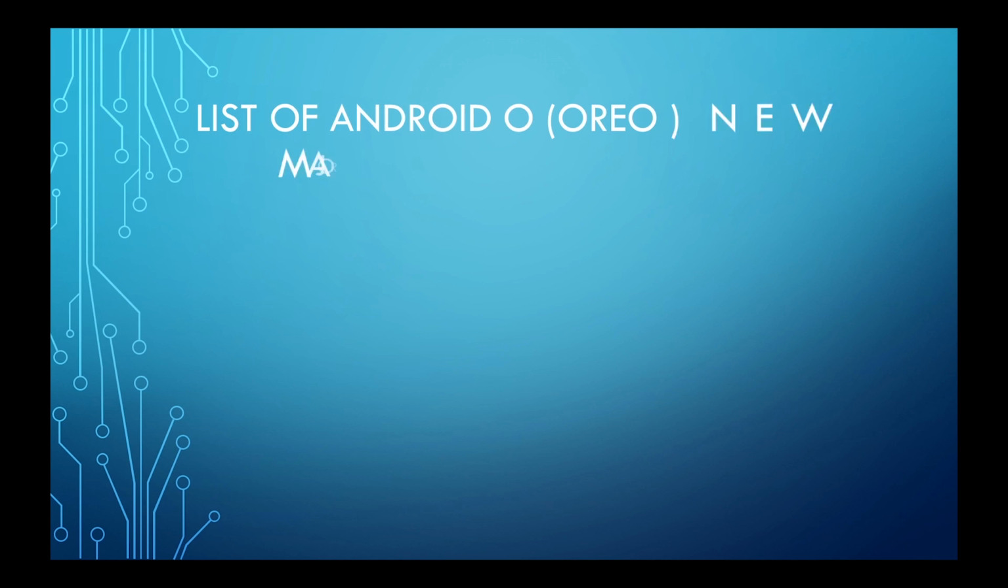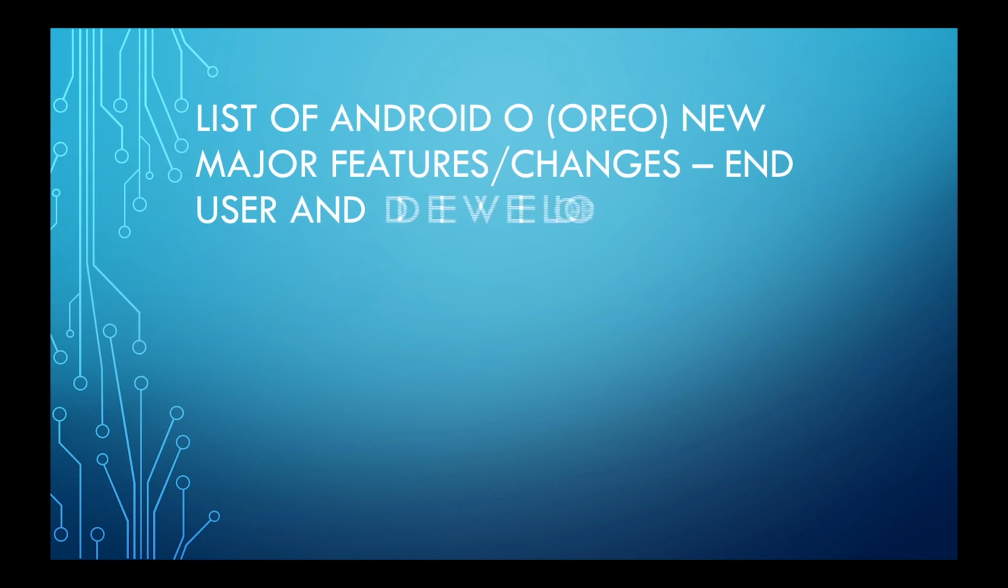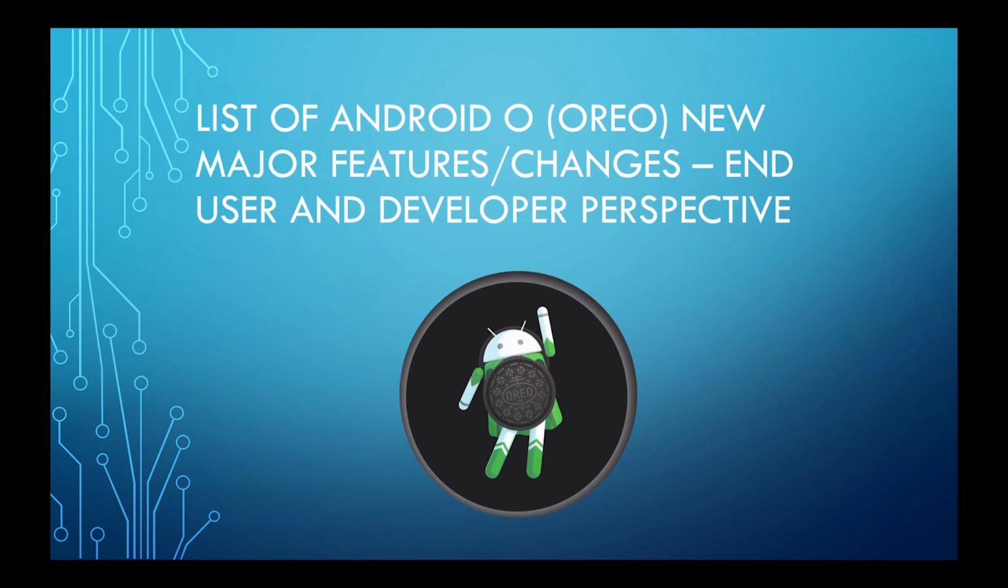Hello friends, so Android O has been launched and Google has given it the name Oreo. And today we will talk about some major features and changes they have done in Android Oreo, both from an end user and developer perspective.